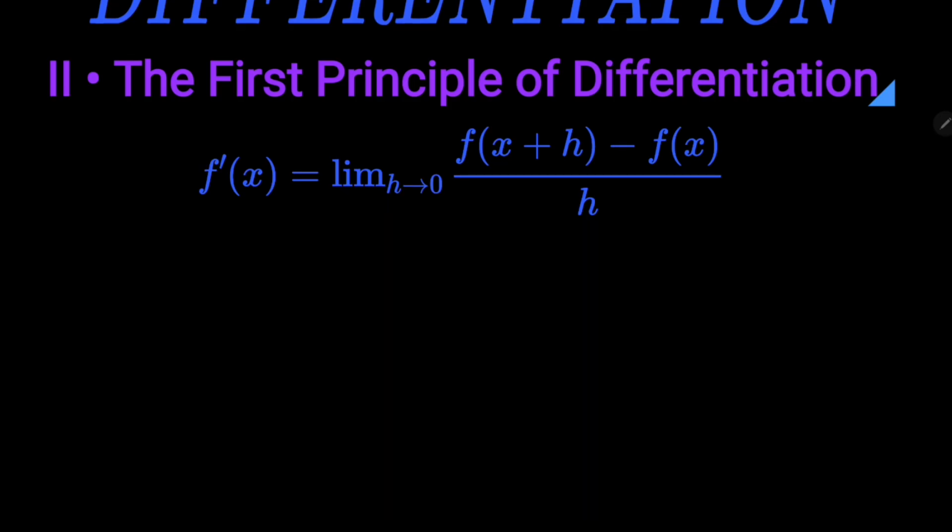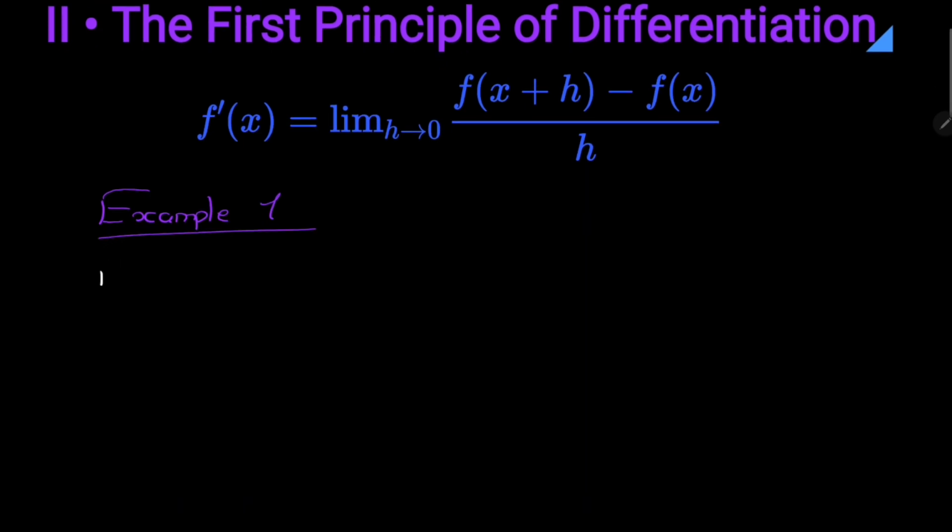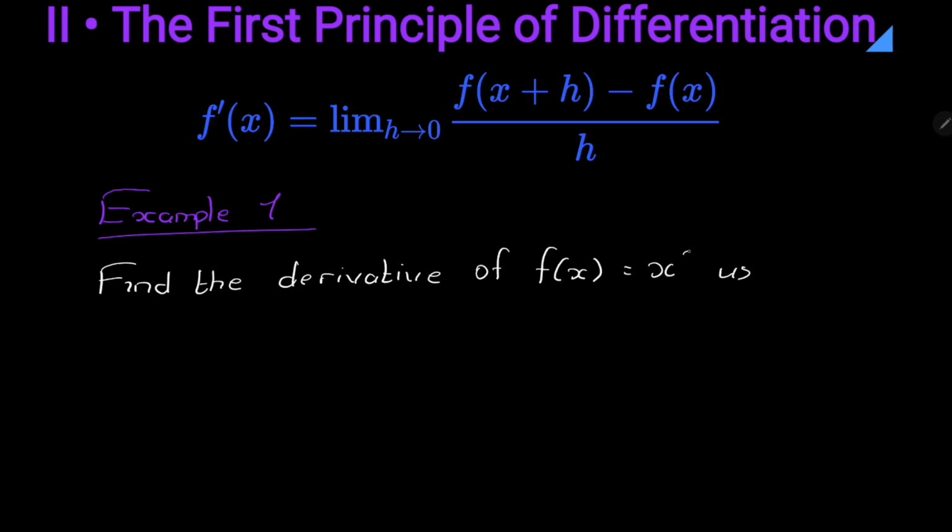So as we said, we're going to work this out through examples. We're going to start with our first example. Let's say example 1. Find the derivative of f of x equal to x squared using the first principle.